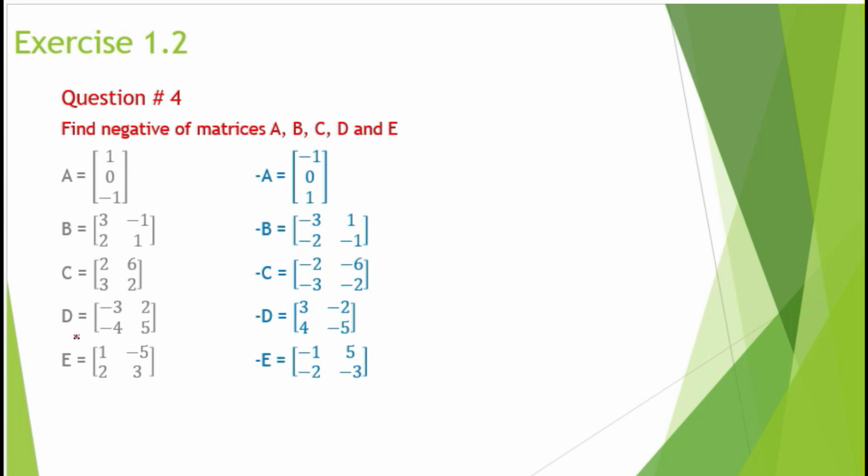So in the next D part, D is equal to minus 3 2 minus 4 5, so minus 3 changes into 3, 2 changes into minus 2, minus 4 changes into 4, and 5 changes into minus 5, so this will become negative D. And similarly, E is equal to 1 minus 5 2 3: 1 changes into minus 1, minus 5 into 5, 2 into minus 2, and 3 into minus 3, this will become negative of E.